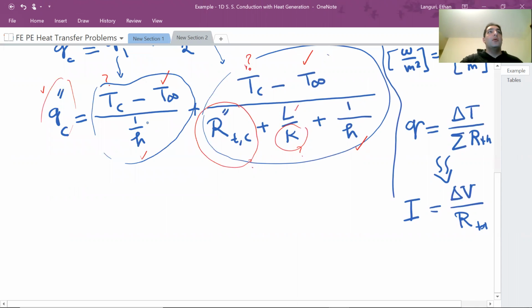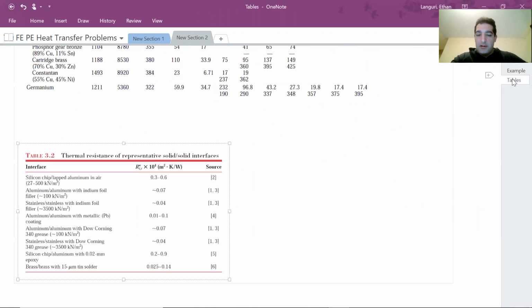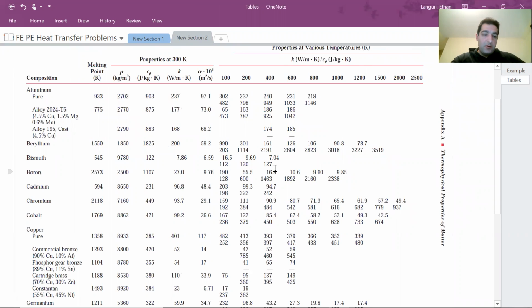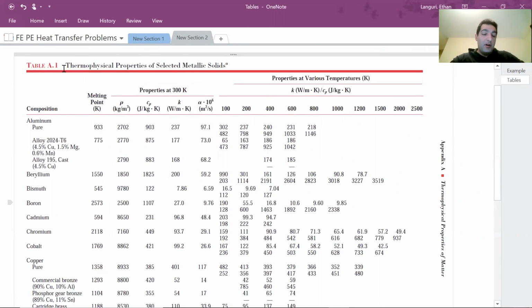So let's just start with K values for the pure aluminum. How can we find it? You need to go to tables to find it. Let's go here. I have a table ready for us. This is table A1 of the textbook that we're referring to in this case.